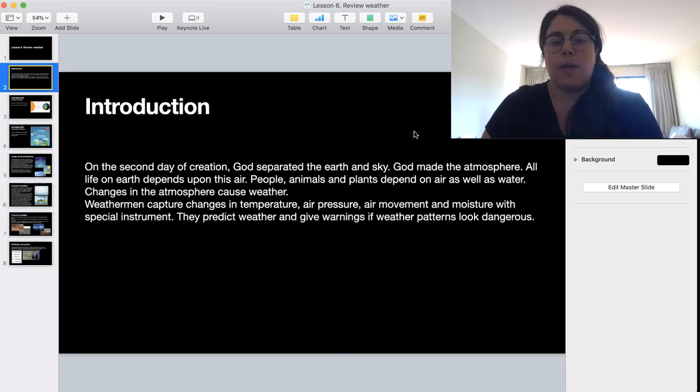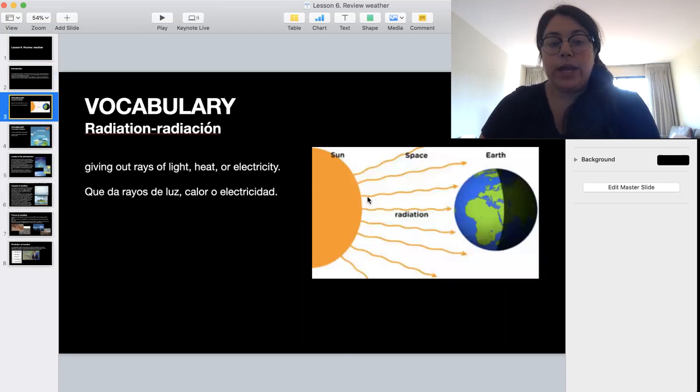For today, you have different words for your vocabulary. One of them is radiation, radiación, which means that something gives out rays of light or heat or electricity, like what happens with the sun that gives out rays of light and heat to the earth, thanks to radiation.